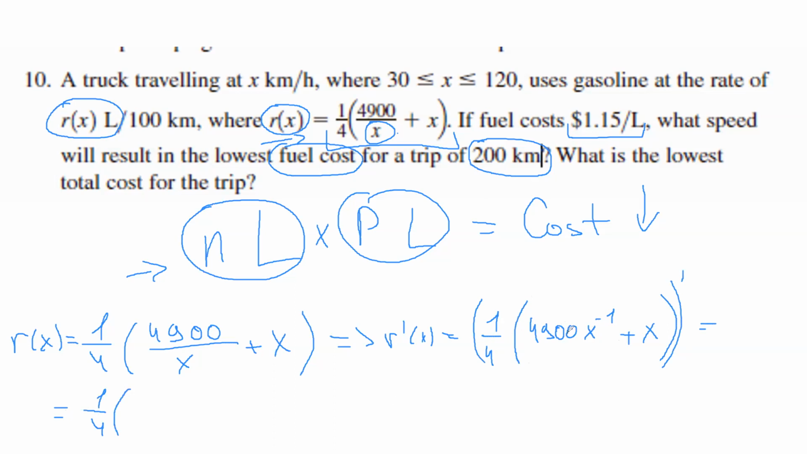Now we need to find the derivative of what is inside. The derivative of the first term would be minus 4,900, because I bring this negative 1 in front, divided by x squared, or x to the negative 2, plus how much? One.